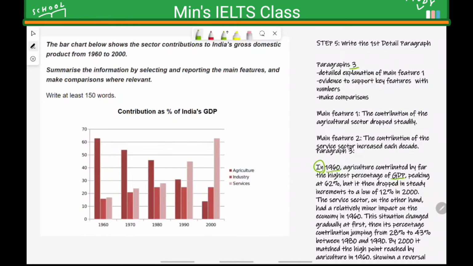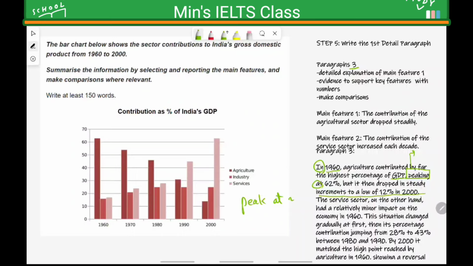So GDP is the gross domestic product. Peaking, a very important verb. So peak means reach the highest point. When you use the word peak, you always use the preposition at with it. So peak at, and you put a number. But it then dropped in steady increments to a low of 12% in 2000.